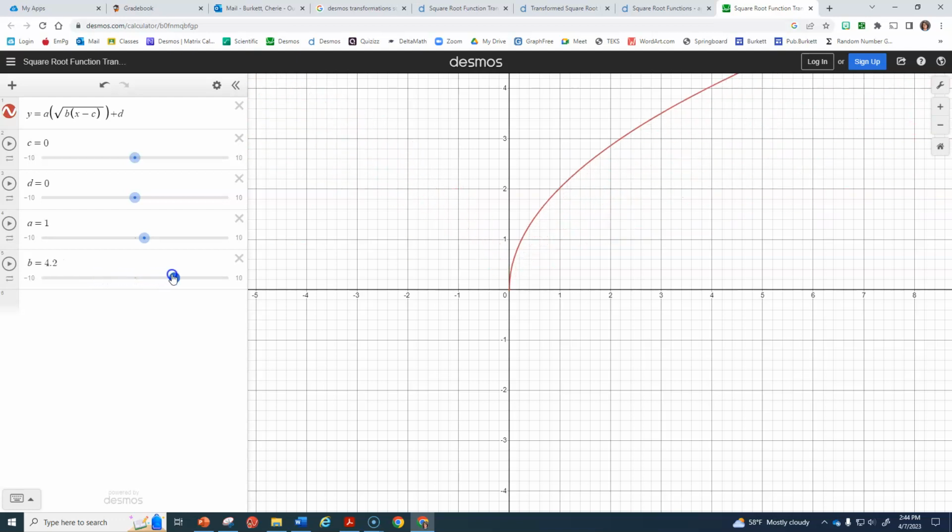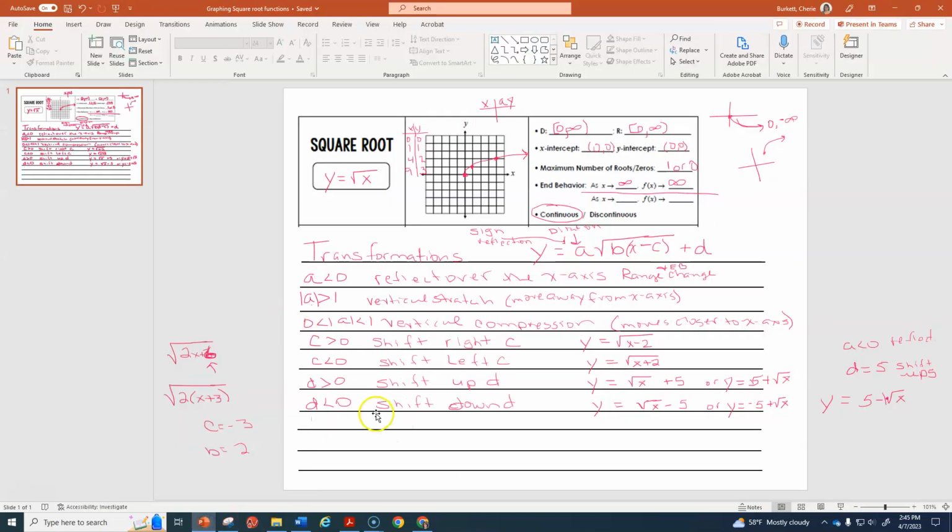When B is bigger than 1, it looks like it's getting farther away from the x-axis, but actually what it's doing is getting closer to the y-axis. And the same thing is true when it's a decimal. It looks like it's getting closer to the x-axis, but what it's actually doing is getting further away from the y-axis. So the things that we're going to write down over here are going to be the opposite. And I'm going to show you very detailed in a minute what I mean. So when B is negative, we get a reflection over the y-axis. So that's what's different.